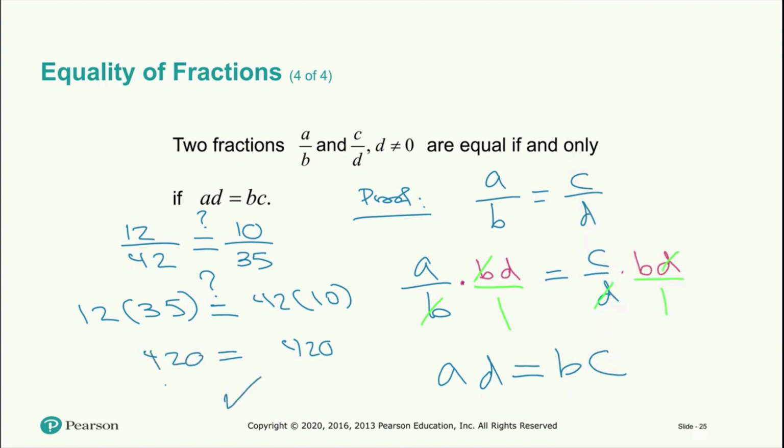So this checks out. So this tells us what? That these two fractions are equal. So a very nice, quick, elegant way of proving the equality of two fractions.